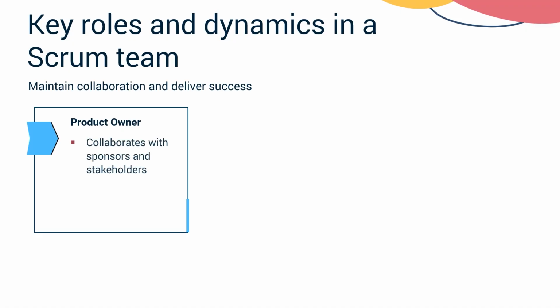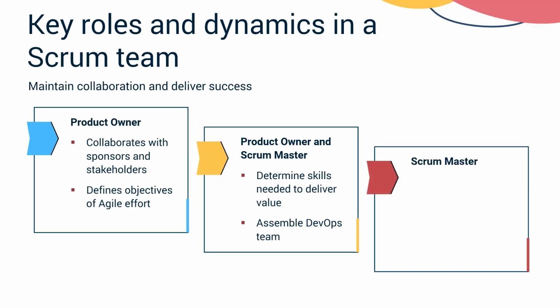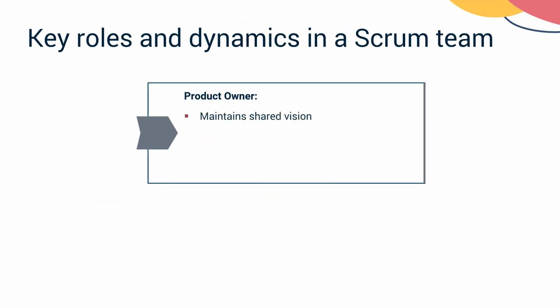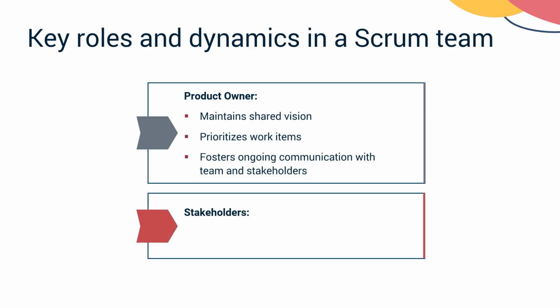The product owner collaborates with the sponsors and stakeholders to define the objectives of an agile effort. Together with the Scrum Master, they determine what skills are needed to deliver value and collaborate with the sponsor to assemble a DevOps team to provide the necessary skills. The Scrum Master aids the DevOps team by removing obstacles to the Agile process and keeps them focused on sprint goals. The product owner maintains a shared vision, prioritizes work items, and fosters ongoing communication within the Scrum team and with stakeholders. Meanwhile, stakeholders review progress and provide feedback regularly to ensure alignment toward shared objectives.